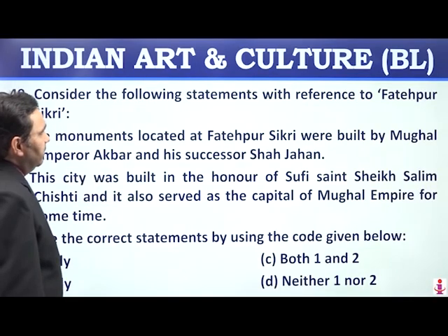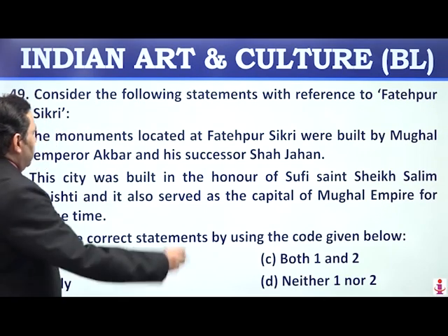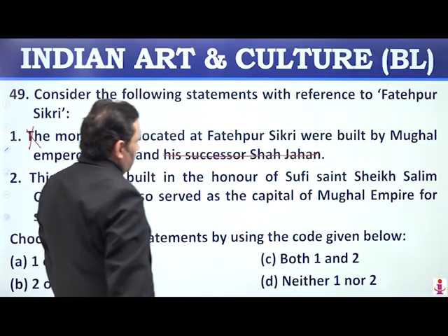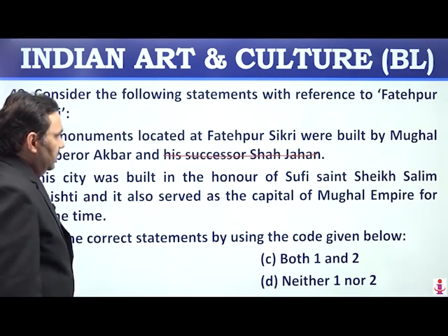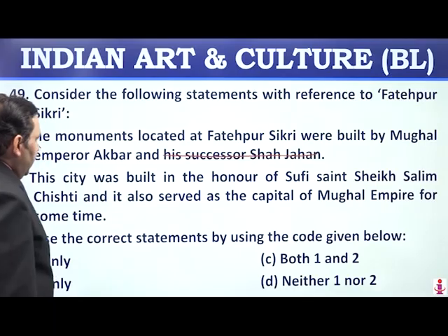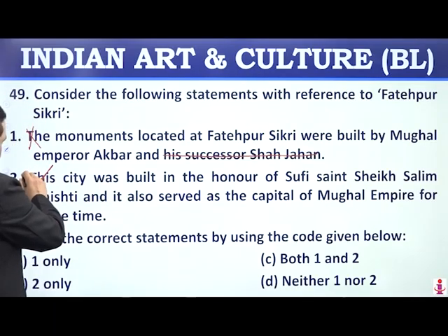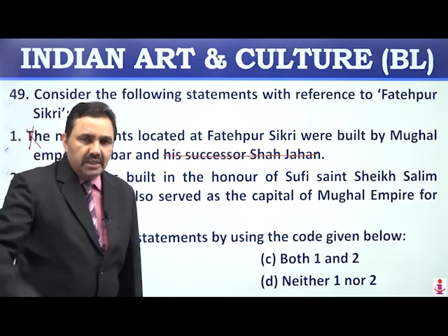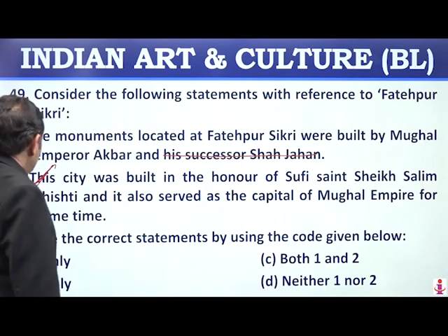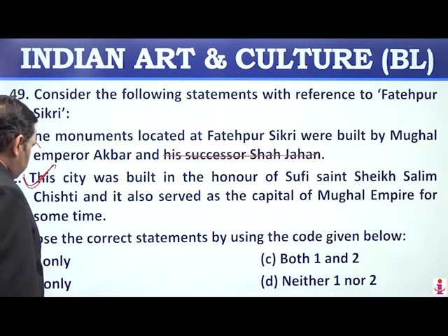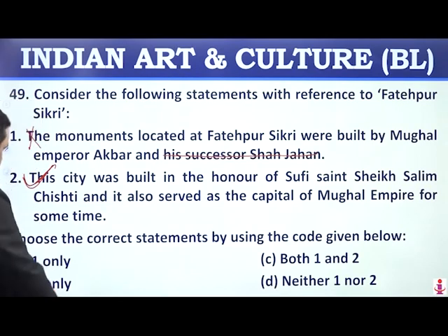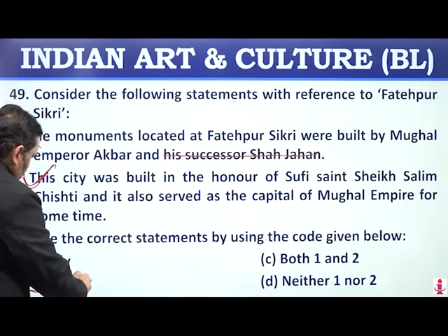The monuments located at Fatehpur Sikri were built by Mughal Emperor Akbar, not Shah Jahan, only Akbar. This city was built in the honor of Sufi saint Salim Chishti, and it also served as a capital of Mughal Empire for a few years, of course, because it was abandoned later due to scarcity of water. First wrong, second right. Which of these statements are correct? So only 2. First one is wrong. 2 only.